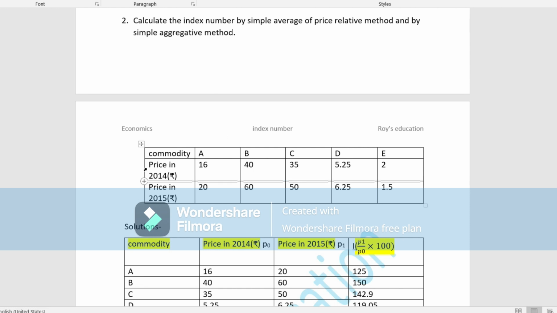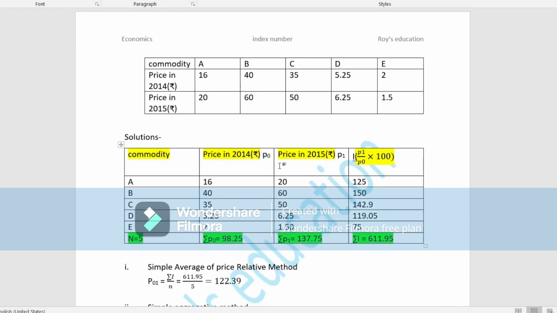Okay, how are you going to solve this? The commodities are given: A, B, C, D, E. Price in 2014 is given as 16, 40, 35, 5.25 and 2. And price in 2015 is given as 20, 60, 50, 6.25 and 1.5. Now, how are you going to calculate? So here also we have to find out two things, that is the simple average or price relative method and the simple aggregative method. Two methods we have to find out.